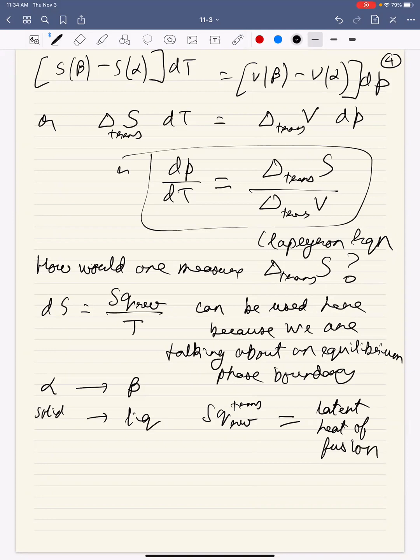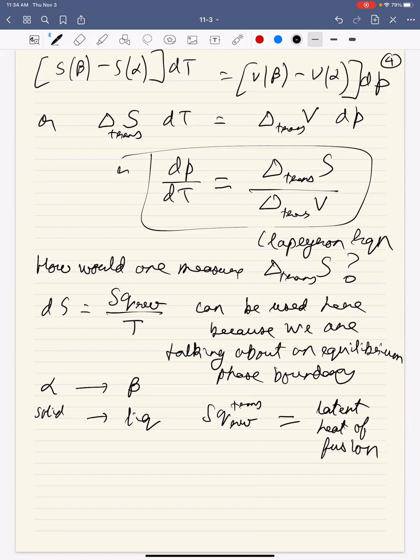If you had solid going to gas, then what is the name of this one? Sublimation or vaporization, right? So we can measure this, and this is an experiment even I have done when I was an undergrad. It's quite easy. So you can measure this and you can characterize your phase boundary.